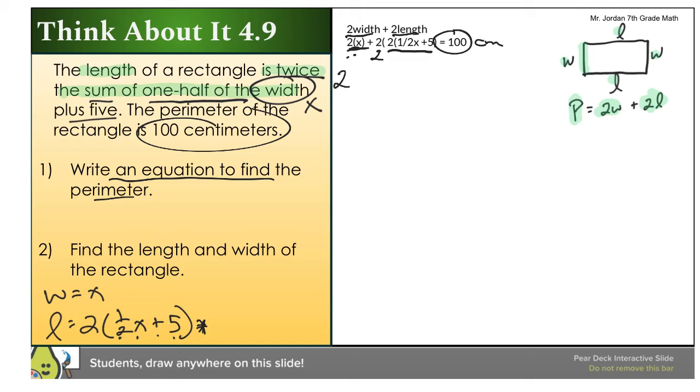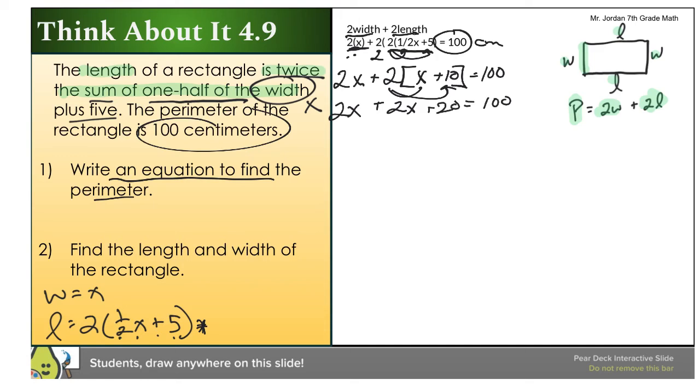I'm going to have 2x. I'm going to start with inside the parentheses. I'm going to keep the first 2. Go 2 times 1/2 using the distributive property. 2 times 1/2 is 1. So I'm going to have x. And then 2 times 5 is 10. This equals 100. So I have this 2x plus 2 times x is 2x. And 2 times 10 is 20.